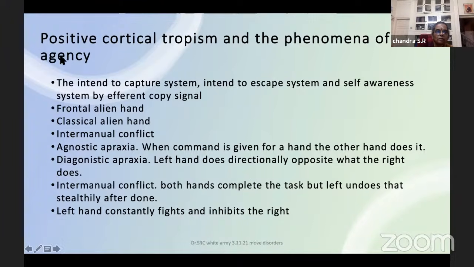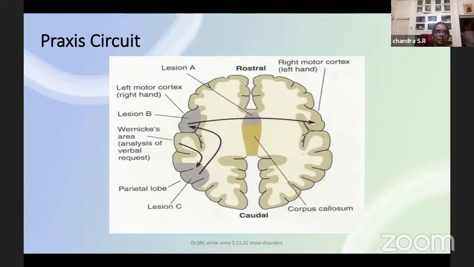So when that becomes affected, you get these kinds of movements: the frontal alien hand, classical alien hand, intermanual conflict, apraxias. All these are abnormal movements which are due to affection of the sensory pathways which are coordinating the motor pathways. So when the sensory components we studied in the anatomy become affected, you get all these kinds of strange phenomena. This is the praxis circuit.